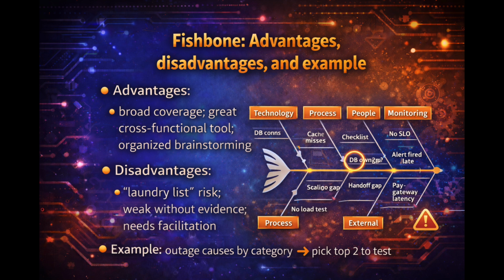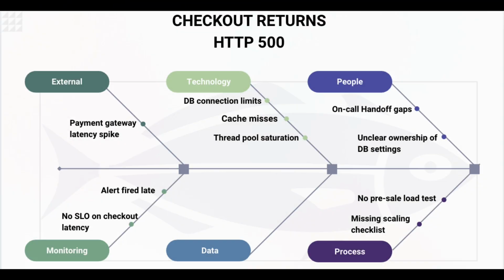The weaknesses. If you aren't careful, Fishbone becomes a beautiful poster of guesses, a laundry list with no prioritization. And without good facilitation, people will dump causes into their favorite category and move on. The fix is to pair Fishbone with evidence and a clear next tests list. For our checkout outage, a tailored Fishbone might look like this.